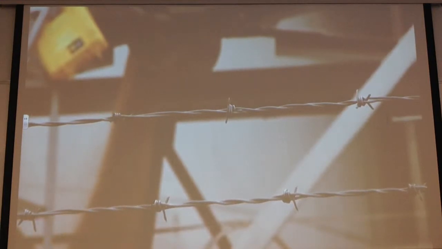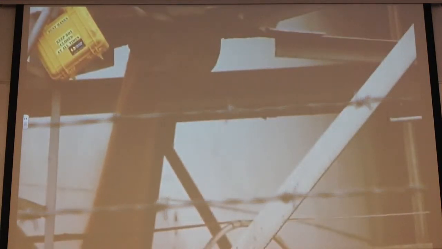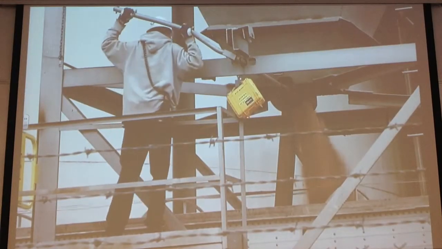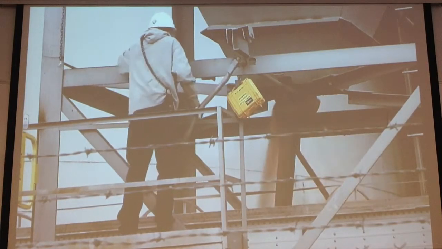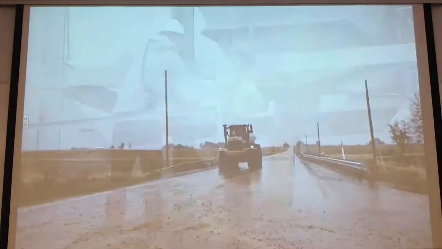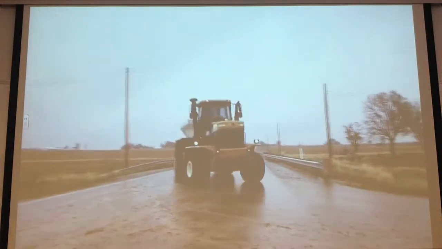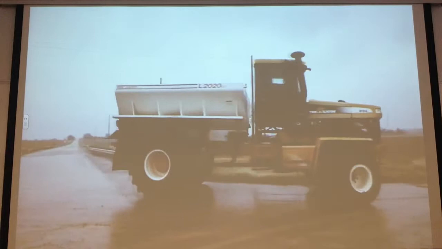NAFTA eliminated a tariff of over 200% on American-grown corn. That made the commodity a lot cheaper in Mexico and helped U.S. farmers boost exports. And Evansville is about to take advantage of NAFTA in another way.